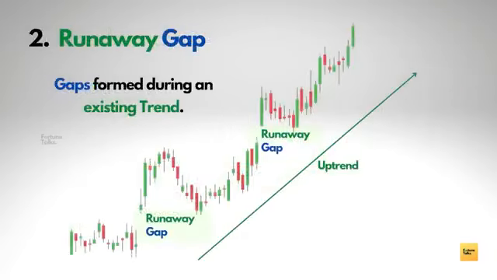Now coming to the second type of gap, it is a runaway gap or a measuring gap. In this case, the price move has been underway for some while, and somewhere in the middle of the move, the prices will gap up. This type of gap up is called a runaway gap. So in case of an uptrend, it is a sign of the continuation of the trend, and in case of a downtrend, it is also a signal that the trend will continue.